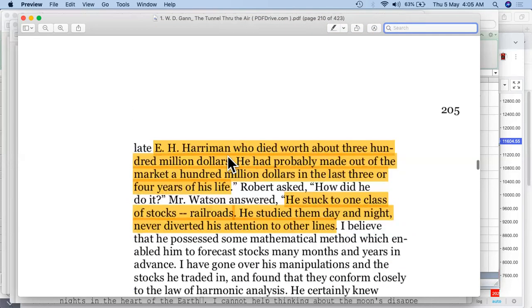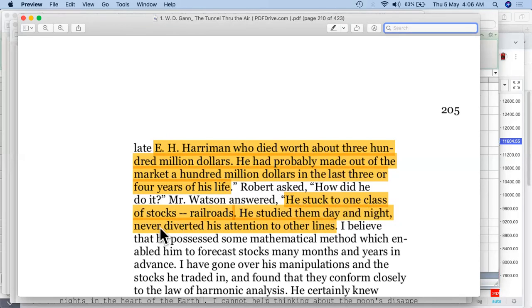E.H. Harriman, who died worth about $300 million, had probably made out of the market $100 million in the last 3 or 4 years of his life. So as you keep on practicing more and more, you are able to develop more of the skills, and definitely you'll be making money. So out of 300, almost $100 million he had made at the end of 3 to 4 years.